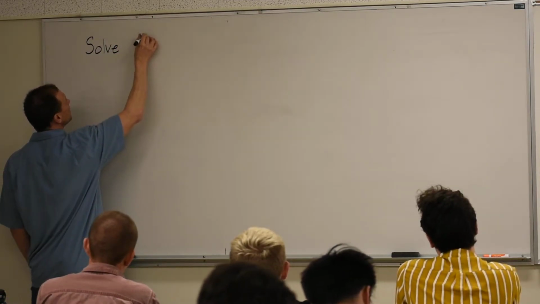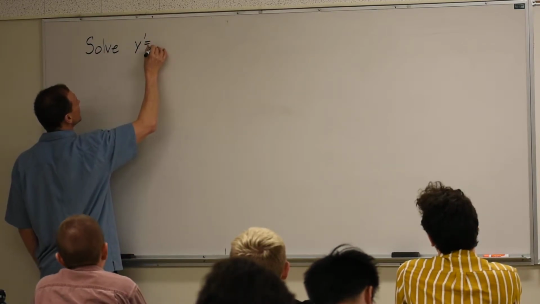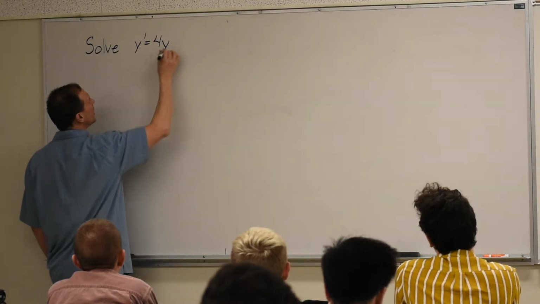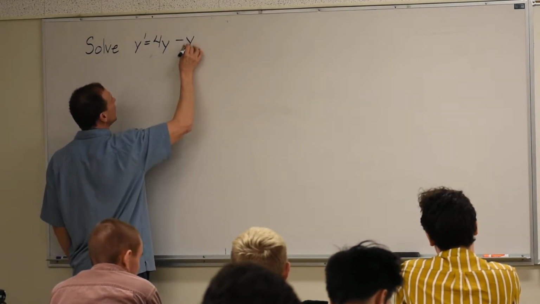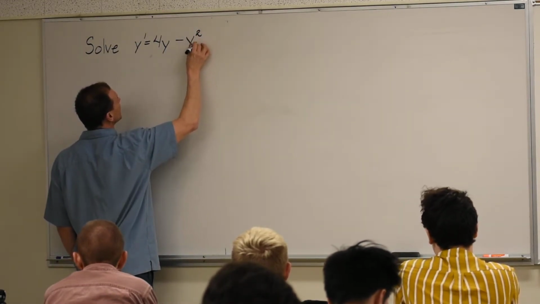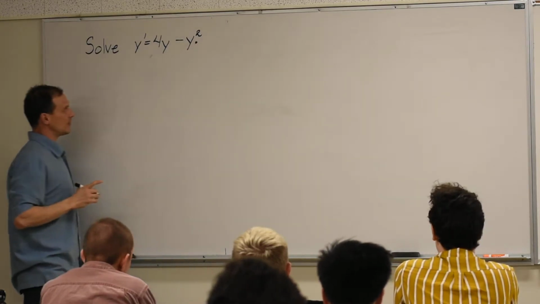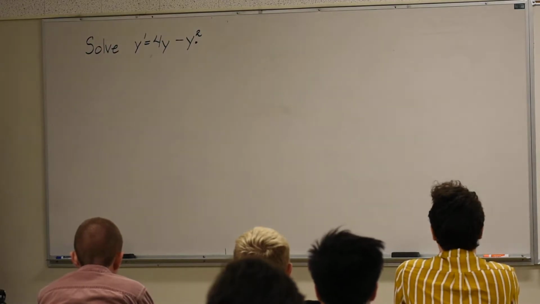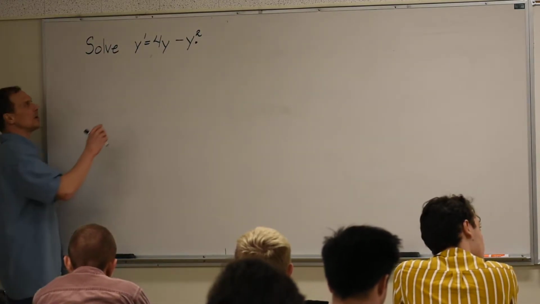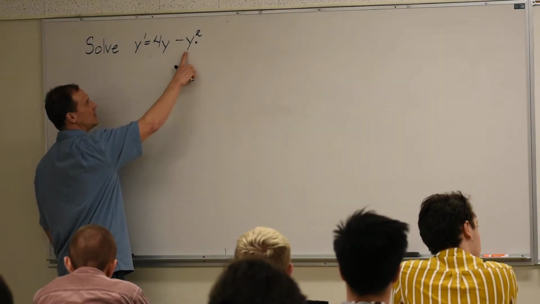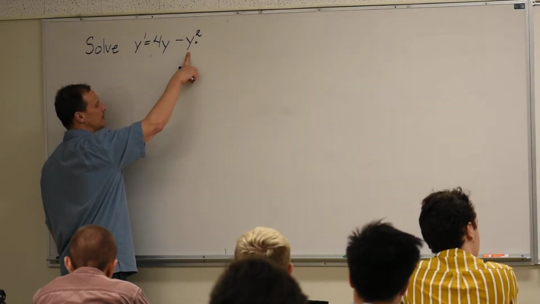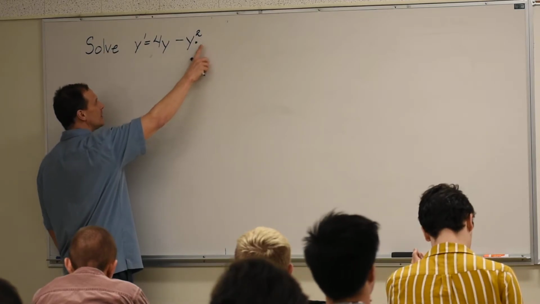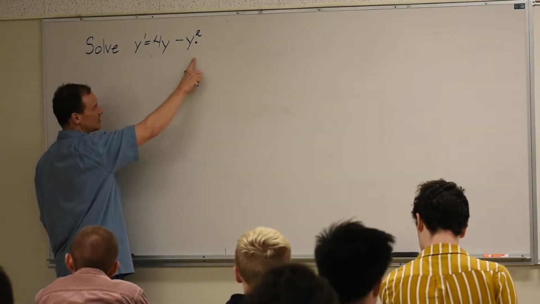y prime equals 4y minus y squared. So this has a pattern, and the pattern is one of your homework problems. But this problem where you have y, and then you have y to some power, this is called a Bernoulli differential equation.